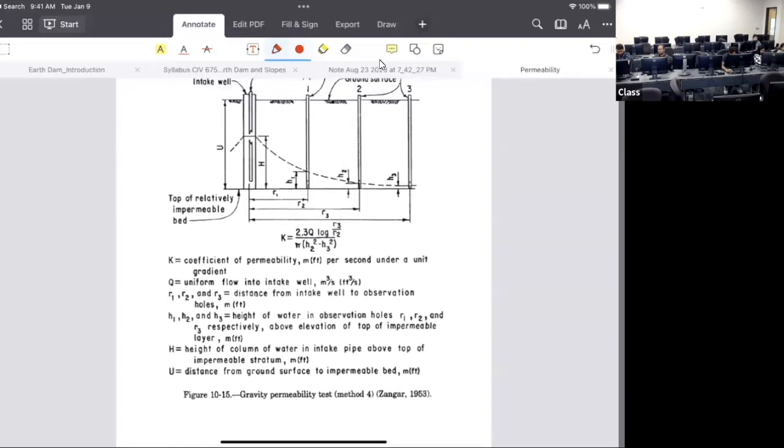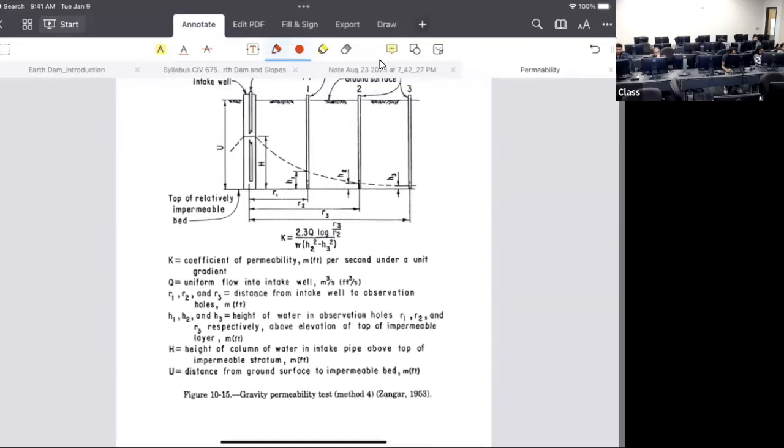One is the pumping method, which is a constant pull. So we have two permeability tests in the lab: constant head and variable permeability, constant head and falling head, right?